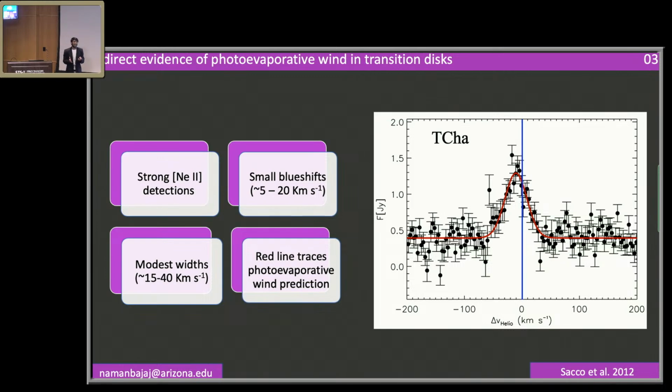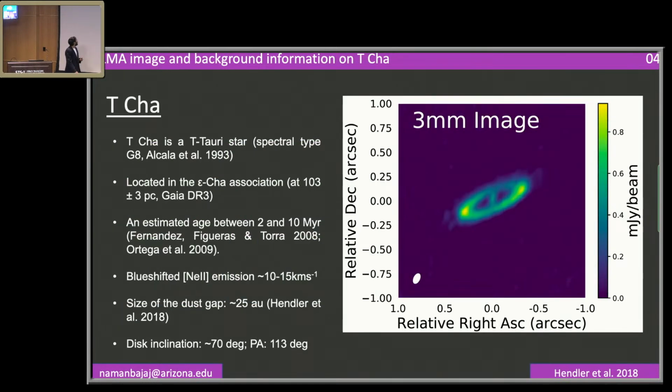Because that will determine: is it driving the accretion, or is it a tracer for the accretion, or is it a tracer for the photoevaporative winds or the dispersal of the disk? So to try to solve this problem, we observed Teacher. Teacher is a T Tauri star at about 100 parsec. The estimated age of Teacher has a large range in the literature, but it's older than 2 million years.